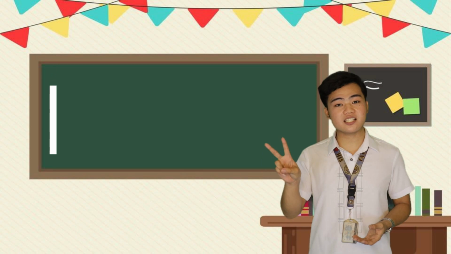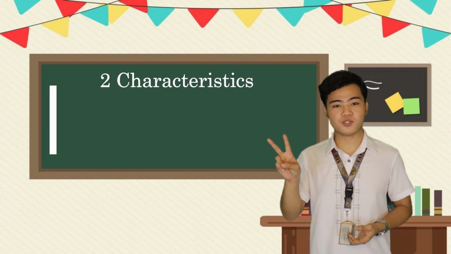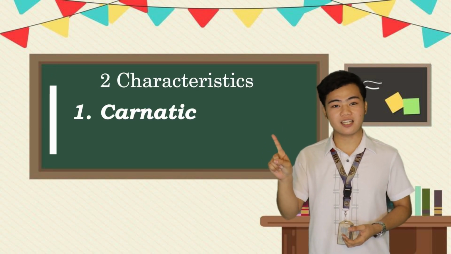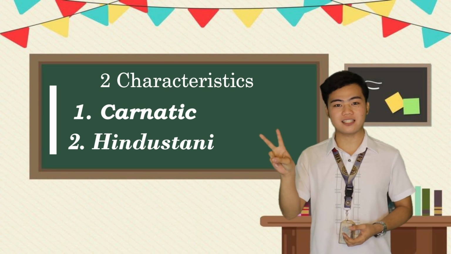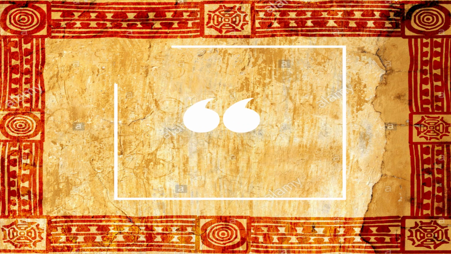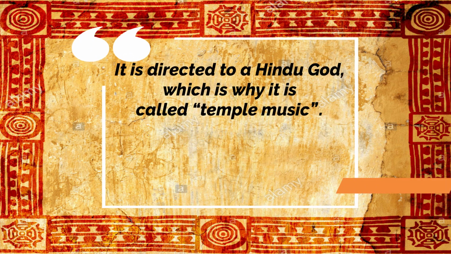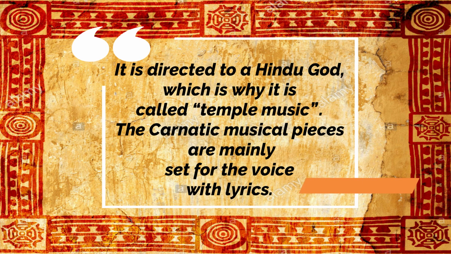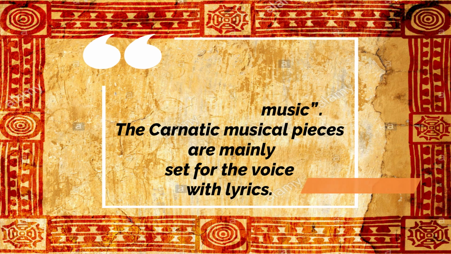There are two characteristics of traditional Indian music. The first one is Carnatic and the second one is Hindustani. Let's start with the Carnatic music. What is Carnatic music? Well, class, it refers to the music from South India. It is directed to a Hindu god, which is why it is called temple music. The Carnatic musical pieces are mainly set for the voice with lyrics. Here's an example of Carnatic music.